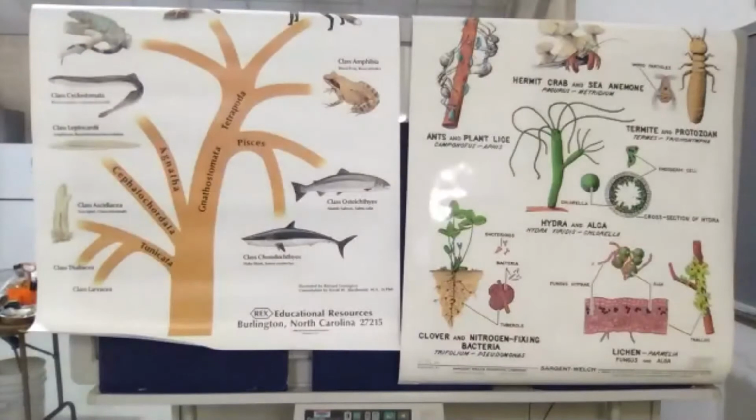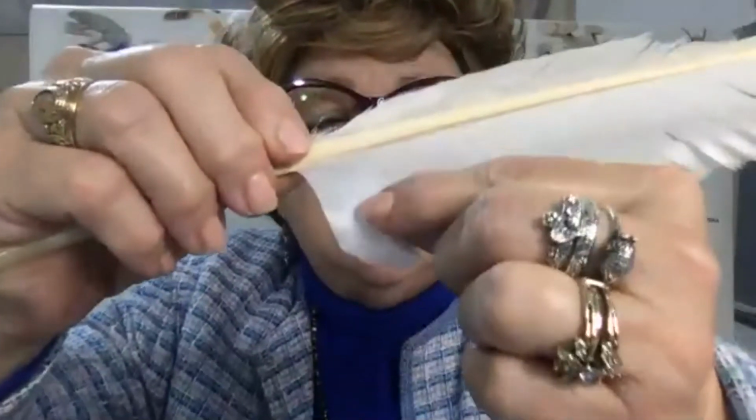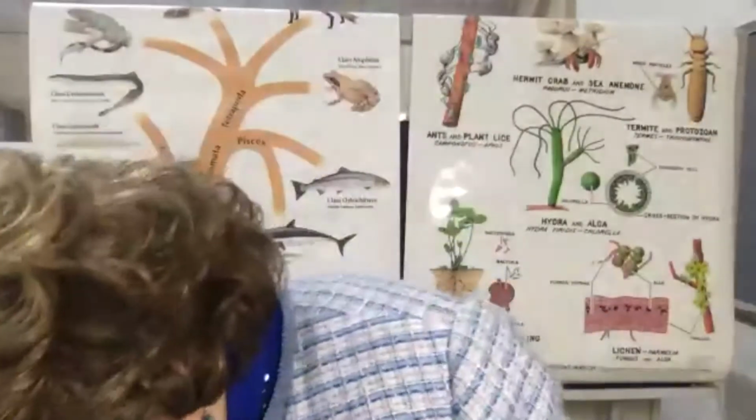I want to show you some other feathers. This is another flight feather from a different kind of bird, and you'll notice that the filaments are all hooked together. And that helps make a solid face to it so that when the bird pushes against the air, it helps the bird to fly. The structure is the flight feather. The function is flight.